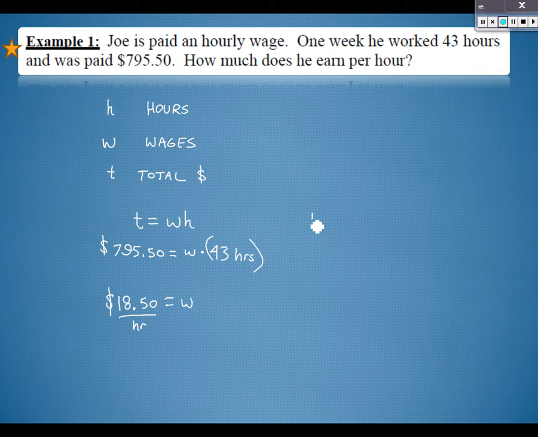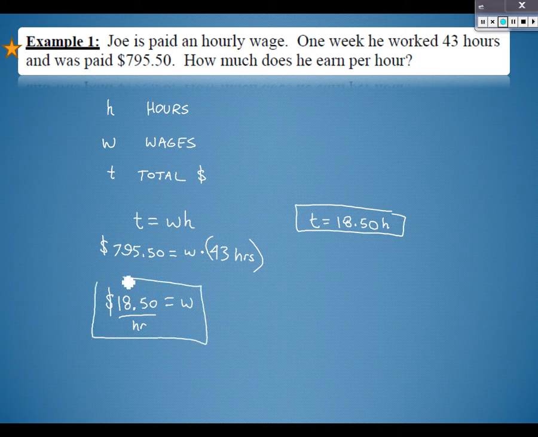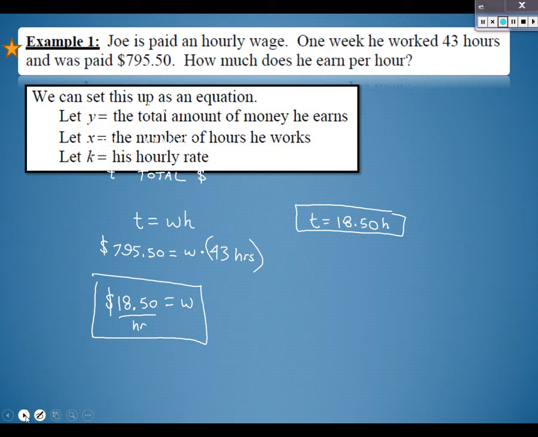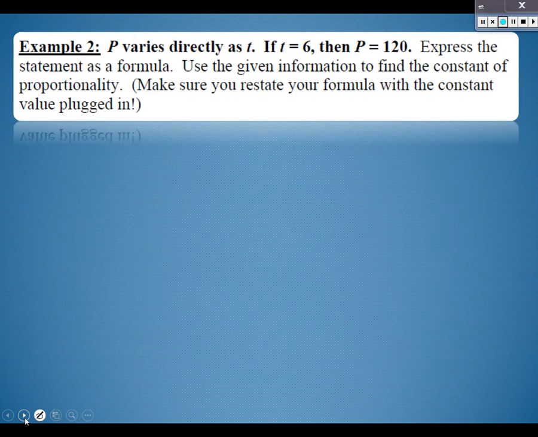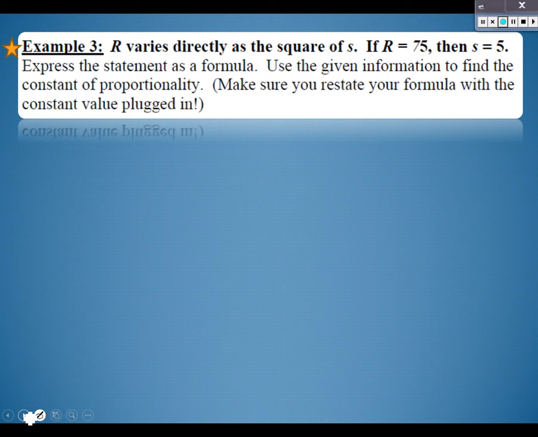Anyway, so Joe's equation, his magic equation, is this. And how much does he earn per hour? He earns this amount per hour. All right, ignore the boxes. Don't look at that equation. Oh, no, that's good. All right, there we go.